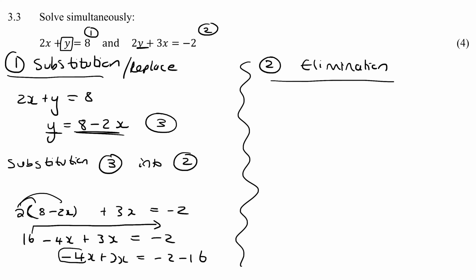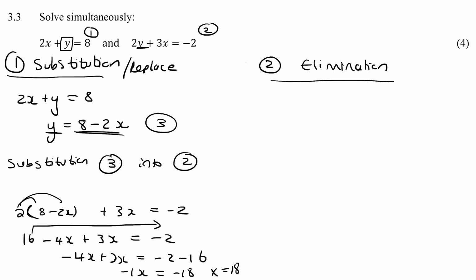And now what is minus 4 plus 3? Well, that's going to give you minus 1, so minus 1x, and on the right you're going to end up with minus 18. Then to get x alone, you divide both sides by minus 1, and you should end up with x equals 18. That is not the final answer. You also have to go and find y.